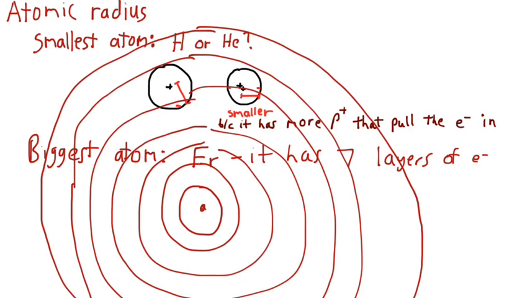Each time you go down in a period, like hydrogen to lithium, going down the periodic table to sodium, you gain another layer of electrons. So hydrogen has 1 layer, lithium has 2 layers, sodium has 3 layers. If you get all the way down to francium, it has 7 layers. So that makes it big. And for all the atoms that have 7 layers in period 7, francium has the least protons, so electrons can stay out the farthest.